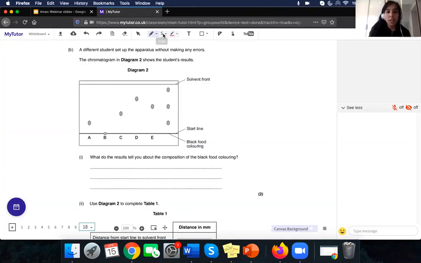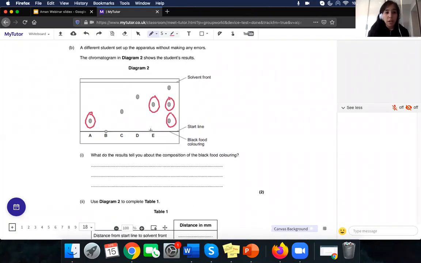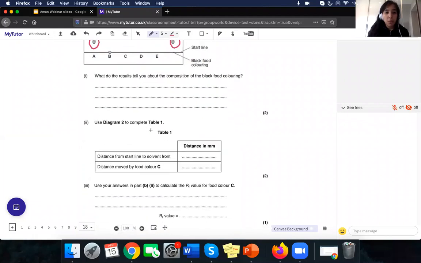Okay, so it contains food colorings A and E. So yep, the black food coloring is made of A and E. So we can see A matches in the black food coloring and E matches in the black food coloring. Well done. Anything else? Remember, 2 marks there, so you get 1 mark for saying that it's made of A and E. What else? It has 3 substances in it. Well done.